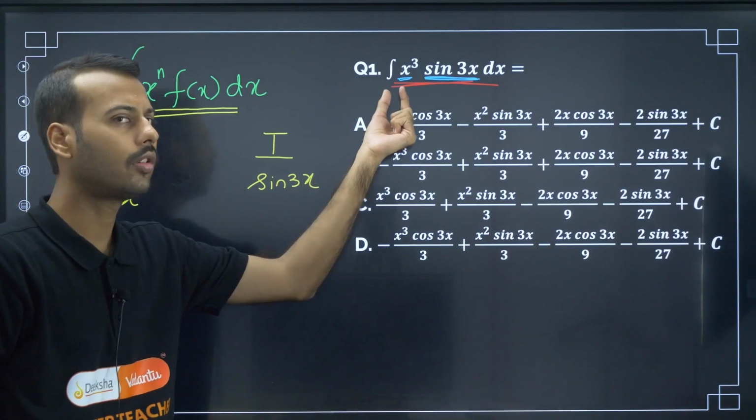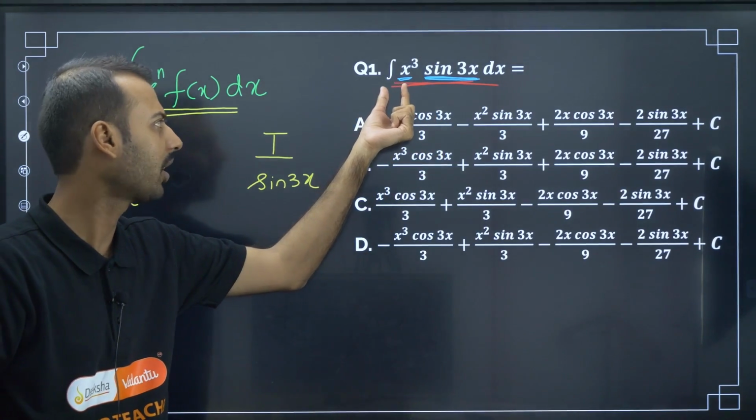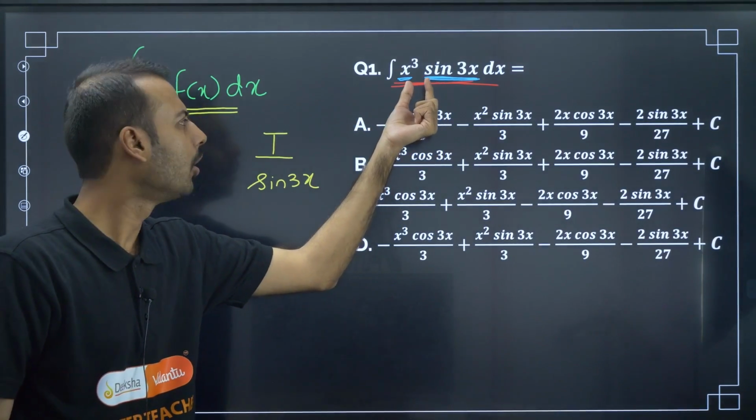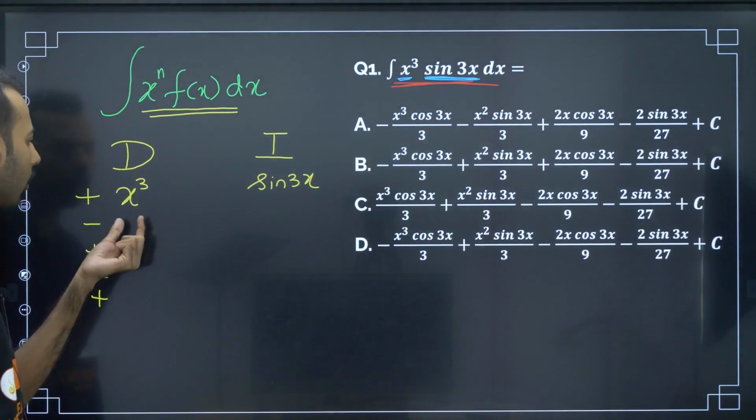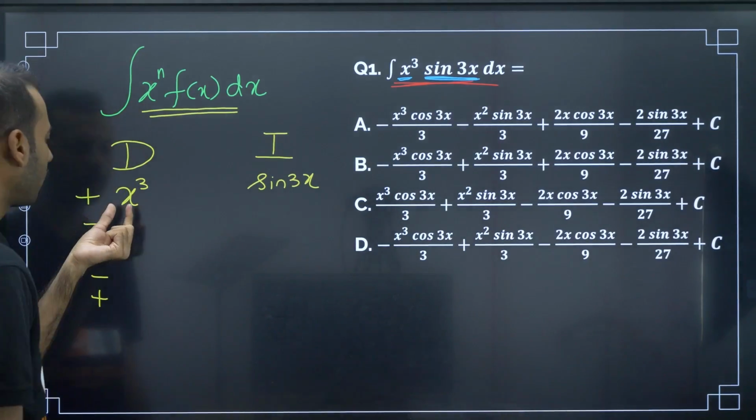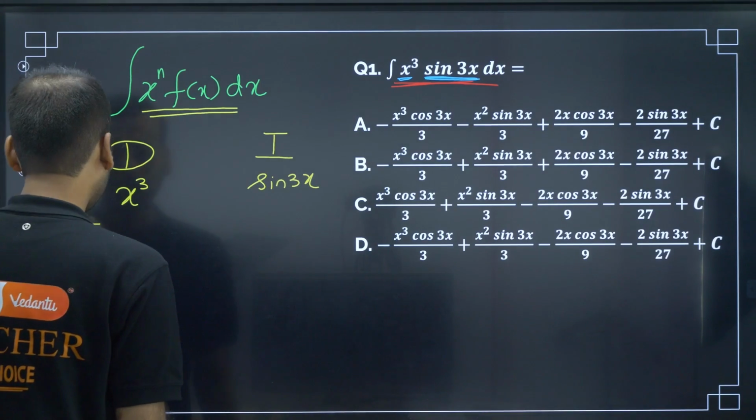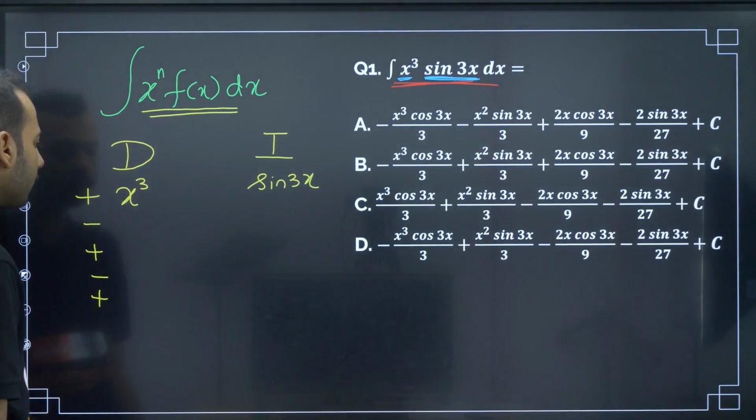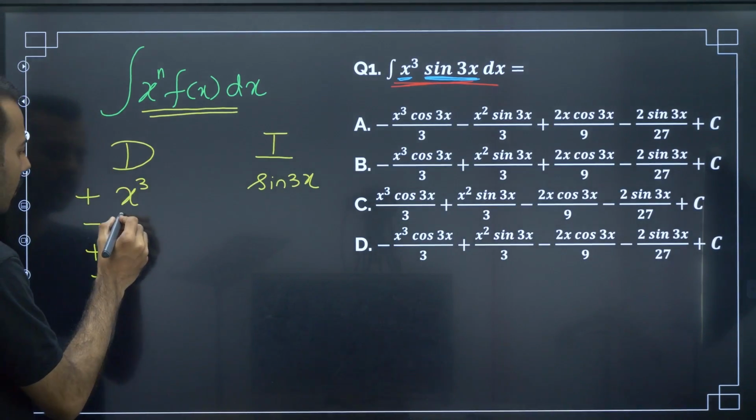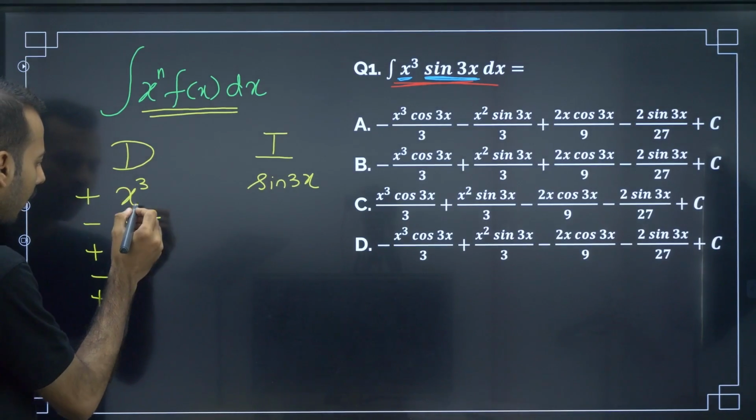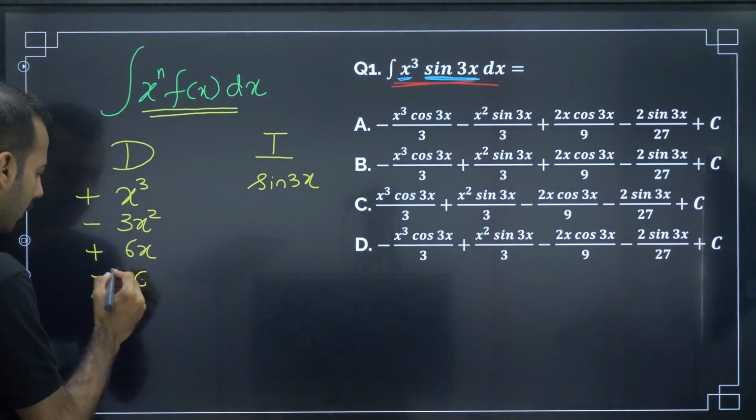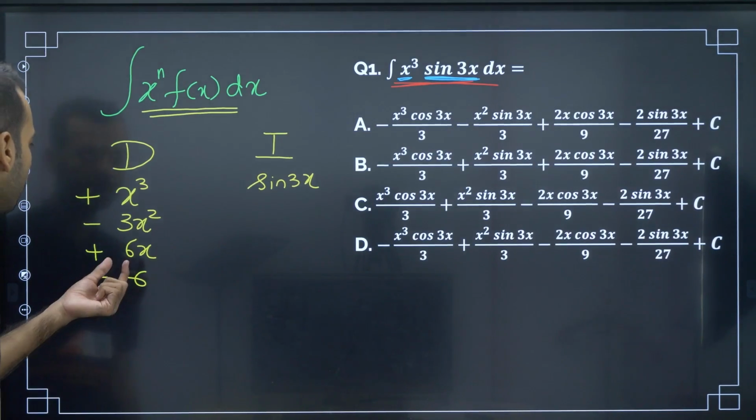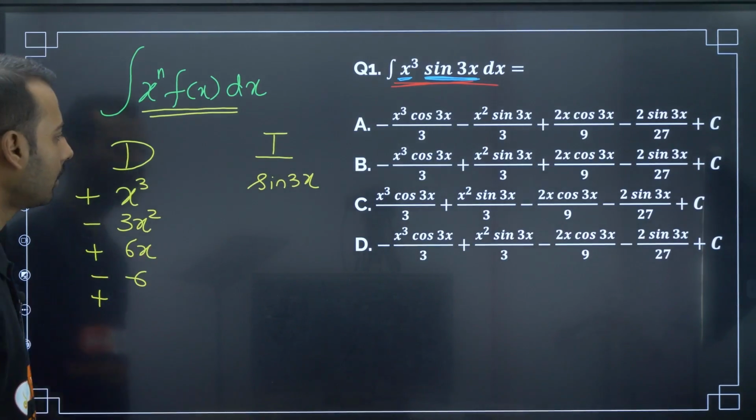If you are very much comfortable with integration by parts, you can go that way also. That is also fine. Same answer you will get. So x cube sine 3x minus, here it was plus minus. If you are going for differentiation, this is 3x square, and then again if you differentiate, 6x, again if you differentiate, 6, and again if you differentiate you will get 0. Next, sine 3x.